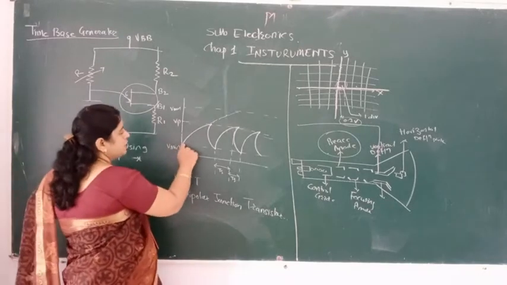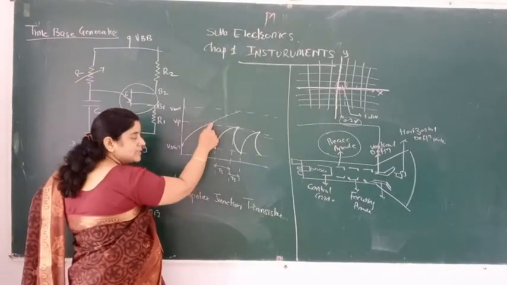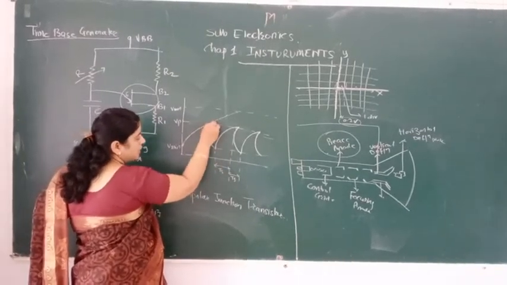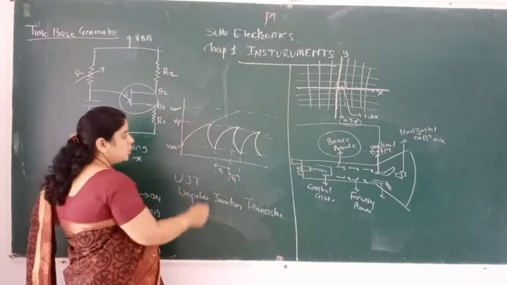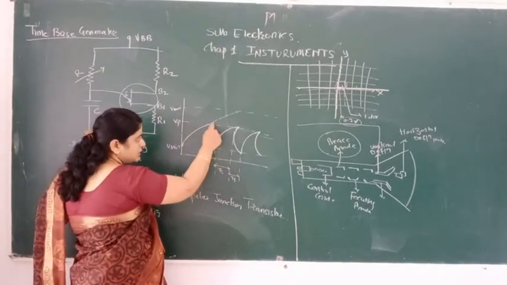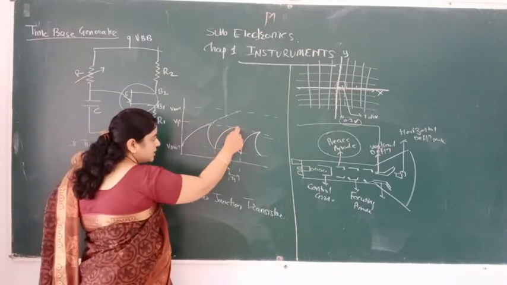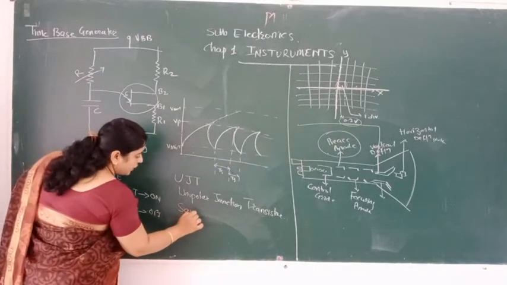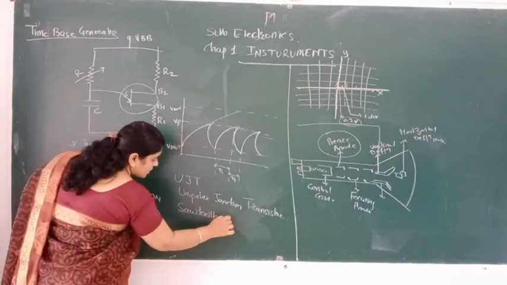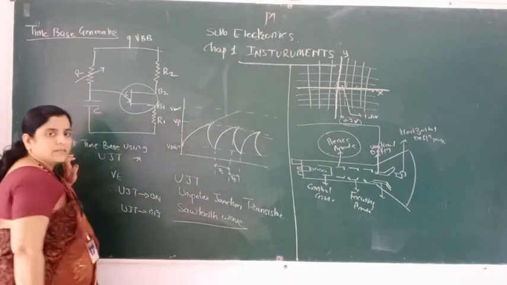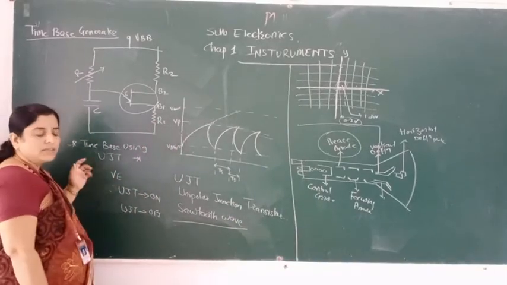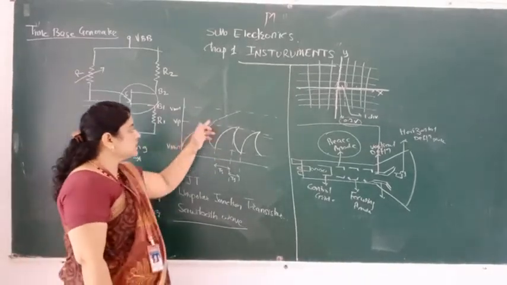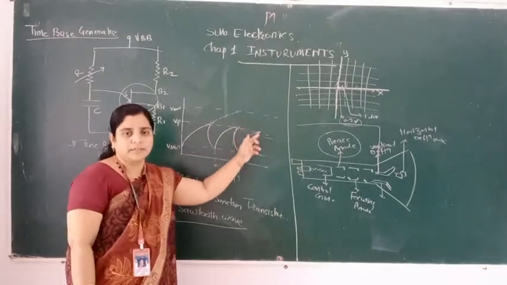If the UJT is on, it charges the capacitor like this. Again it will be discharged. Charging of the capacitor means the voltage and current increase, and if it is discharged, it will form like this. Again it will be charged and again discharged. Therefore, it forms the sawtooth wave. In the UJT, the waves observed are sawtooth waves, because charging and discharging of the capacitor happens here.